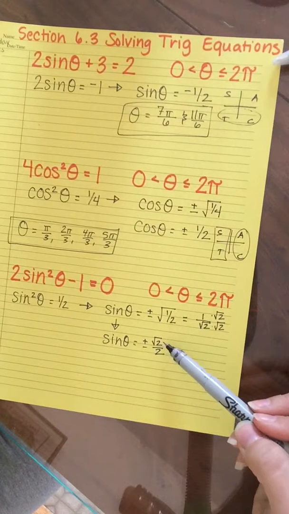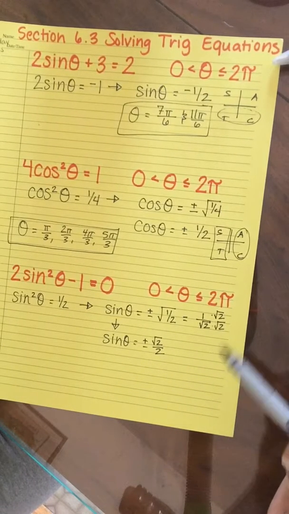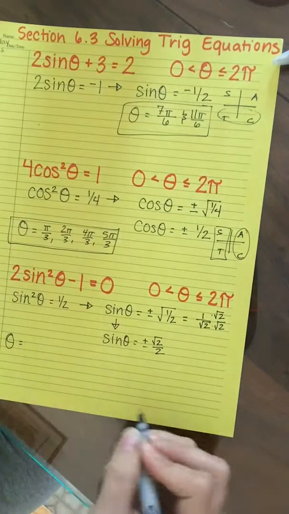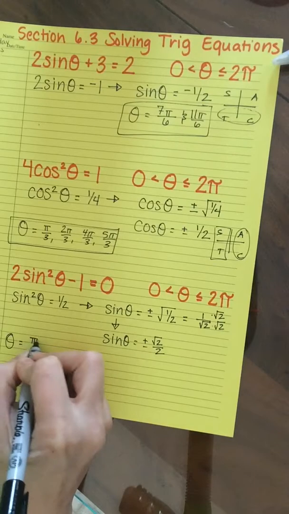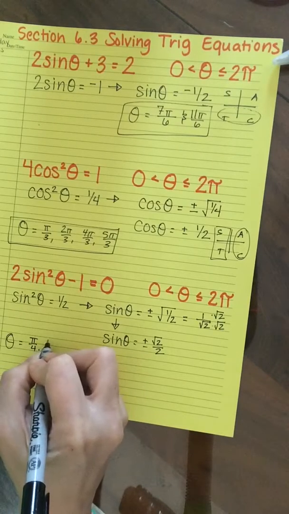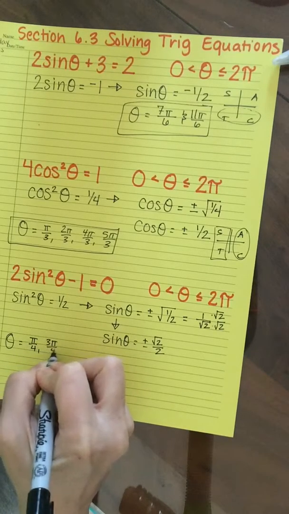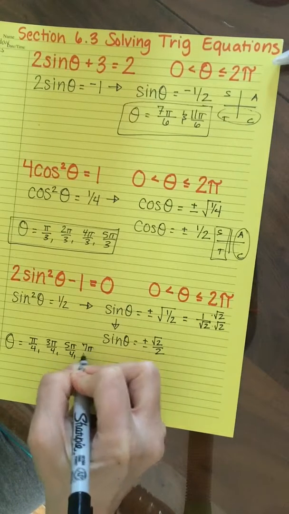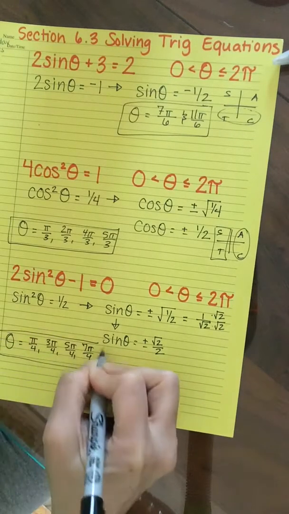We want to know where it's positive, where it's negative, so again, it'll happen in all 4 quadrants, and sine has a square root of 2 over 2 value at all of the pi over 4s. So pi over 4, 3 pi over 4, 5 pi over 4, and 7 pi over 4. And those are our answers.